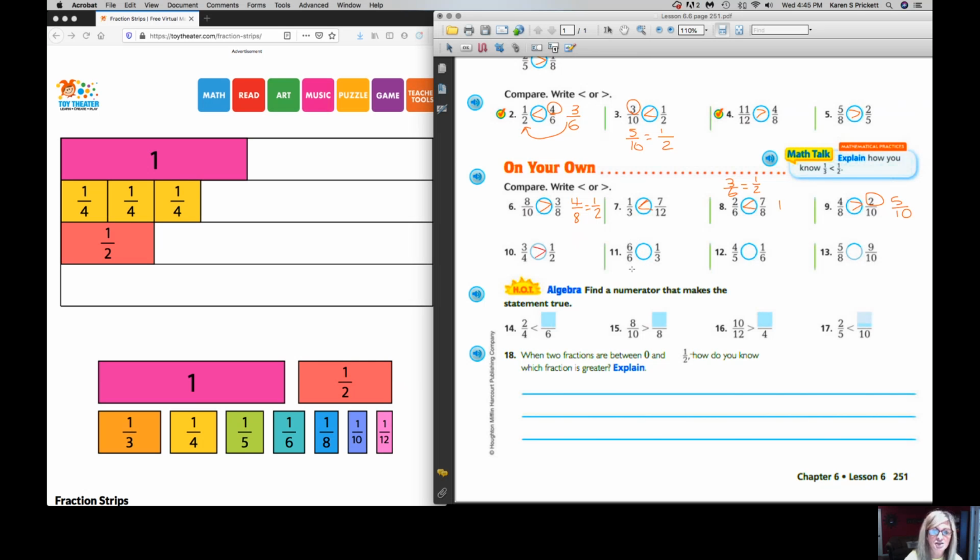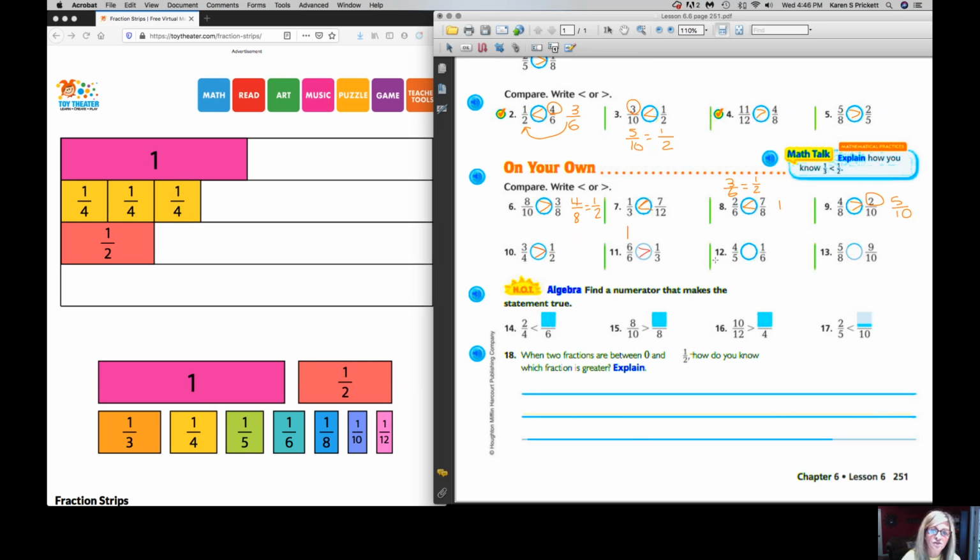Number 11, 6/6. Okay, so any fraction that has the same numerator and the same denominator equals 1. So this one is equivalent to 1. And 1/3 is, of course, a third of 1. So 1 is definitely greater than 1/3.